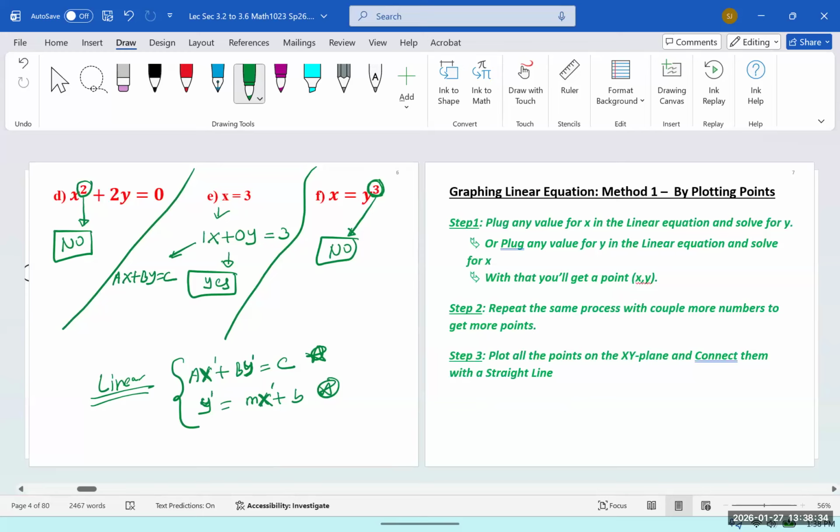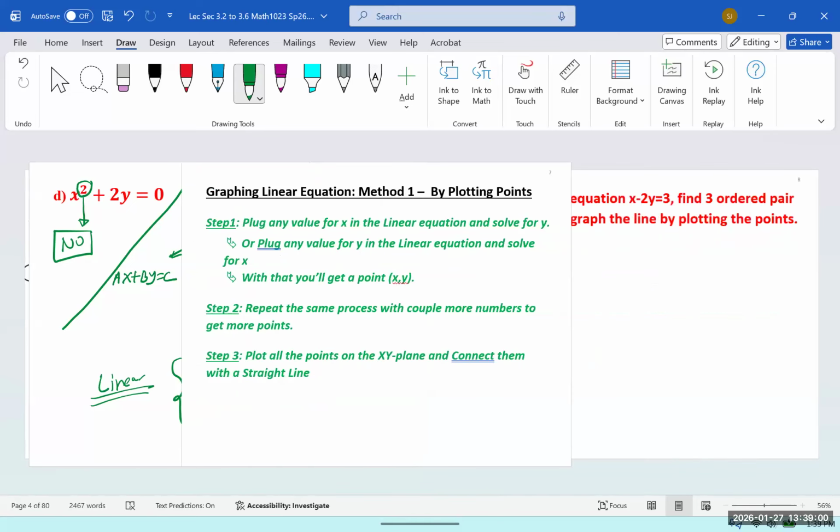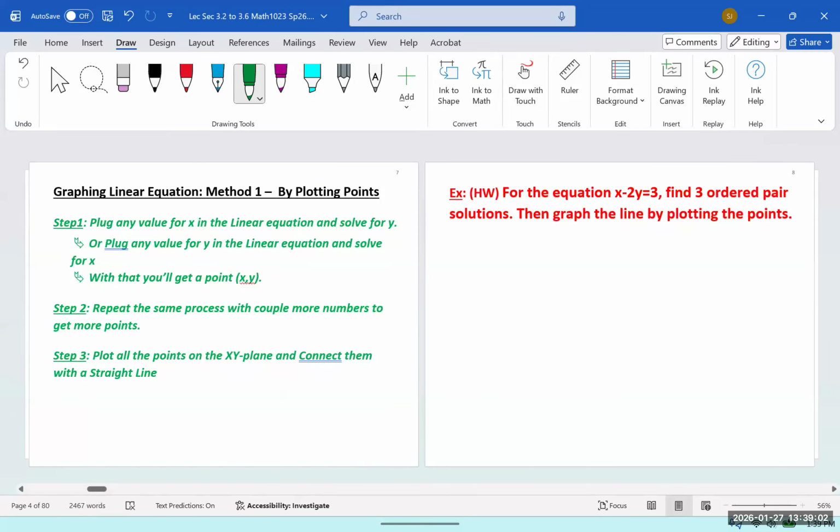Now we are going to graph the linear function by plotting points. Plotting points is an old school method. It's not so reliable unless you have a ruler. If you have a ruler, then yes, you can plot many points and then connect them with a straight line. But unless you graph them correctly, you're going to get a wrong answer. So it's not a reliable method. But I'm going to go over this because your homework has these questions.